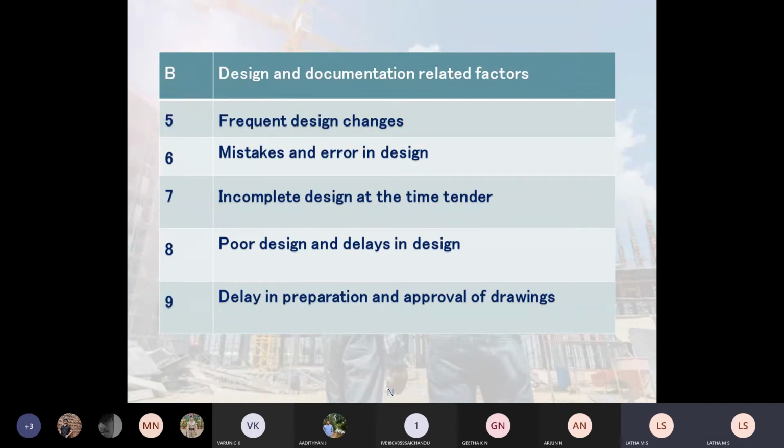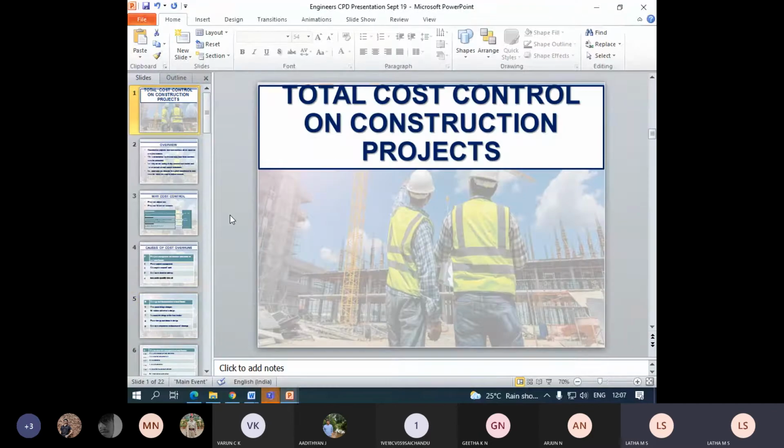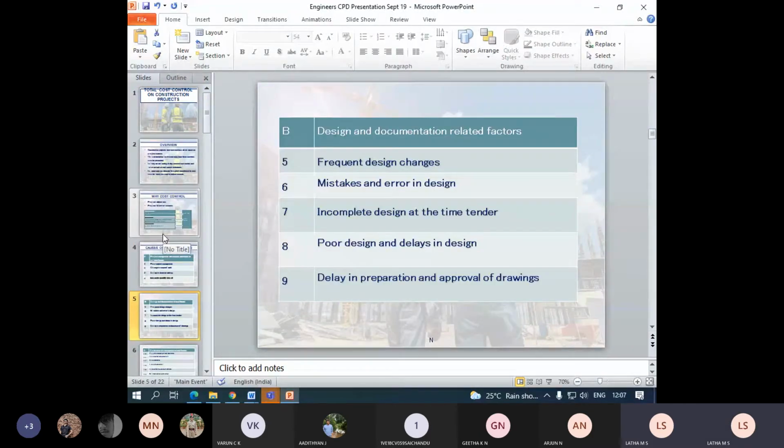One second, there's some problem. Can you see the screen, students? Is the screen visible? Yes, ma'am. Okay.